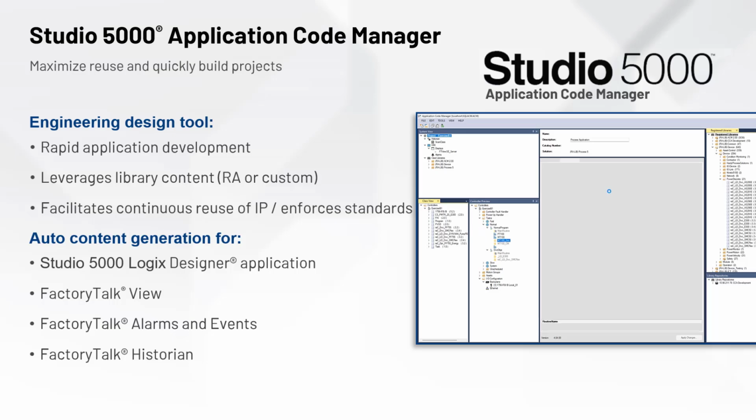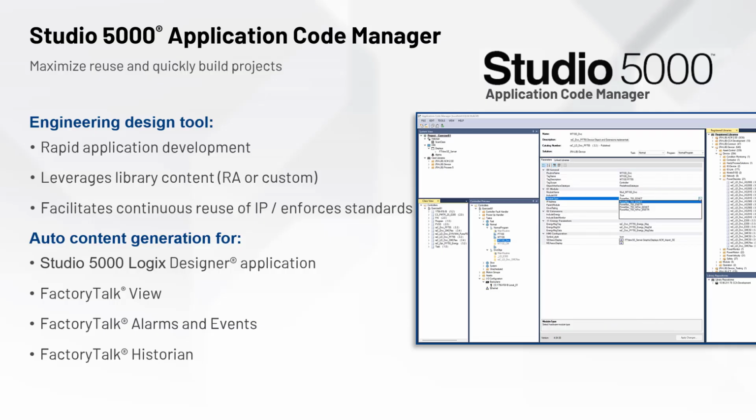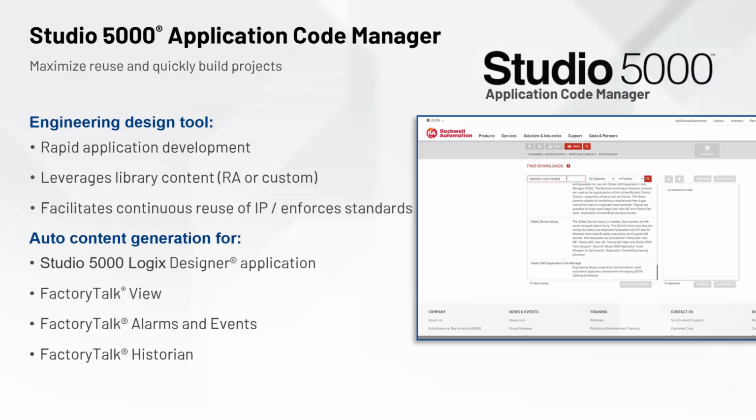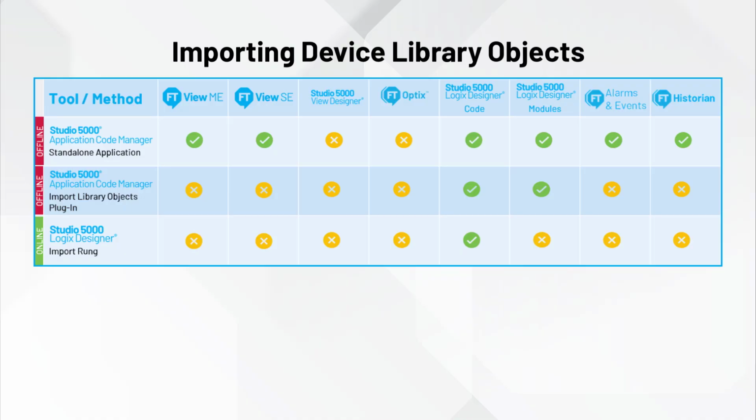Studio 5000 Application Code Manager is a free piece of software that can be used with these libraries to really speed up implementation. Think of it like an extension to Logix Designer that allows you to shift your mindset from traditional programming to bulk project configuration. If you don't have this yet, consider heading back to the Download Center on the Rockwell Automation website to download it for free.